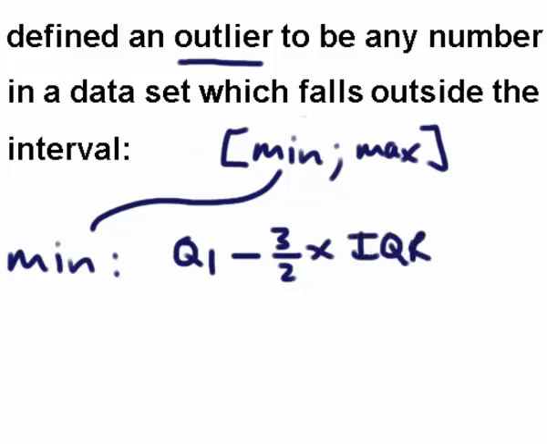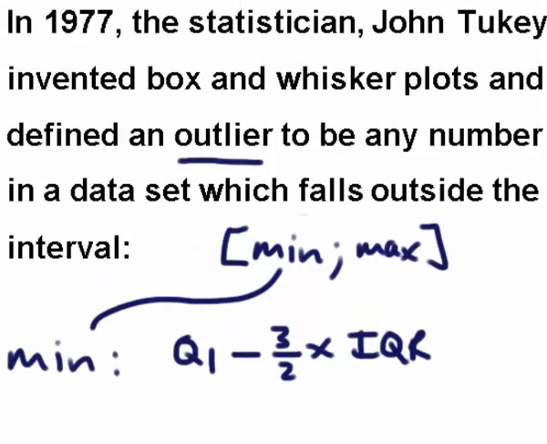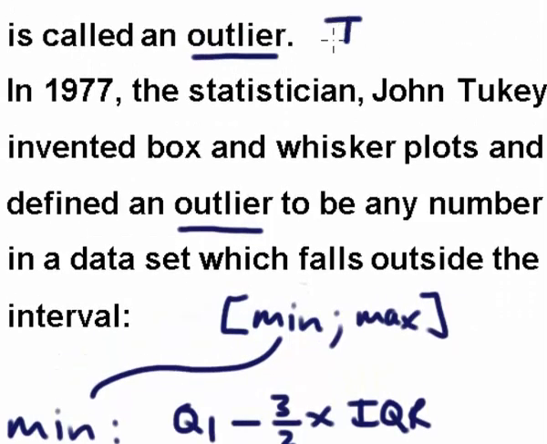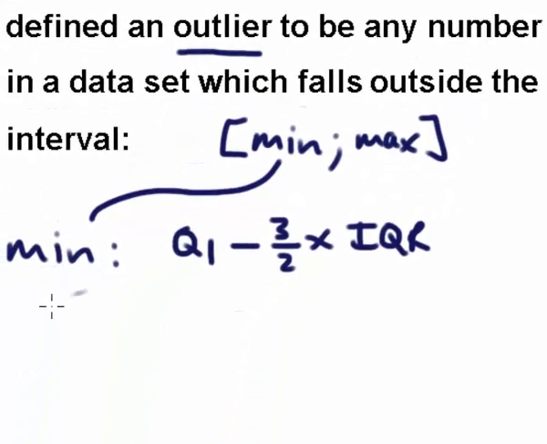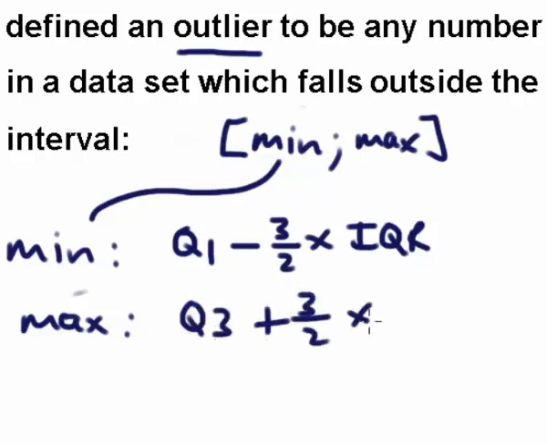What is the interquartile range? If you remember, it's very simply the upper quartile minus the lower quartile. Then your maximum value in this outlier interval would be the upper quartile plus 1.5 multiplied by the interquartile range. If any of your scores in your data set fall outside of this interval, then of course it's considered to be an outlier.